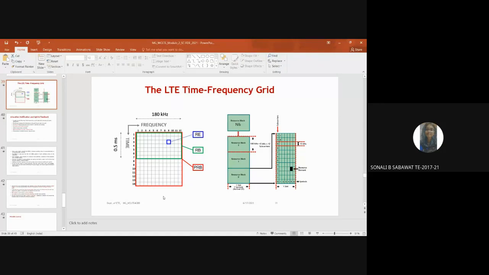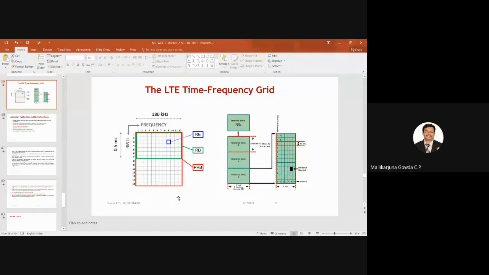The resource elements will be like those 12 subcarriers into those seven symbols, so those 12 into seven make up 84 resource elements, and this resource block consists of all these resource elements in it.